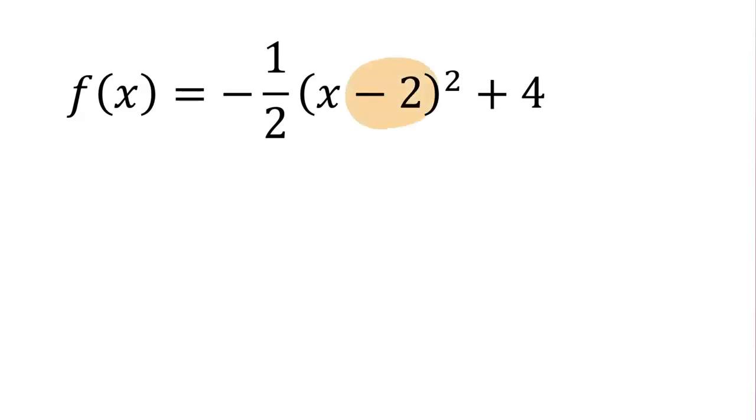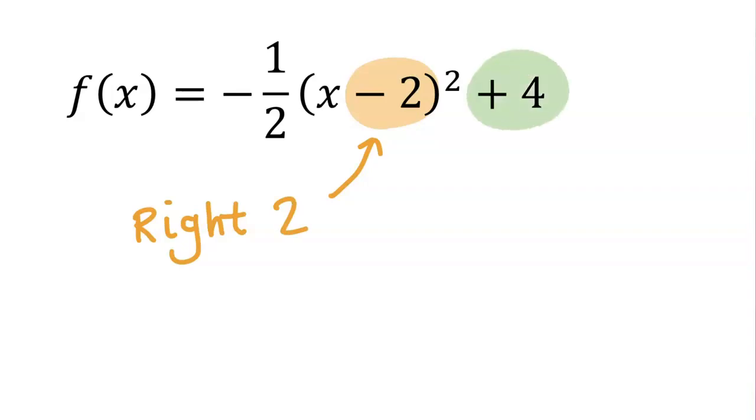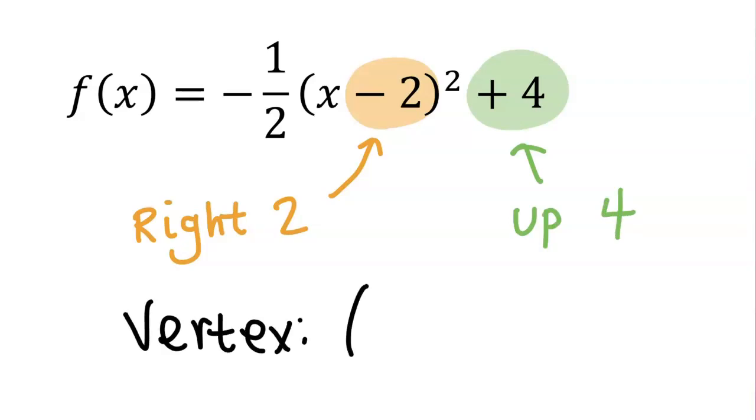So that x minus 2 inside the parentheses will shift the graph right 2 units. And if you look outside, we have that plus 4 right there, which will shift the graph up 4 units. So where is the vertex? It used to be at the origin, but now this graph has been shifted right 2 units, so the x-coordinate is 2. This graph has been shifted up 4 units, so the y-coordinate of the vertex is 4.